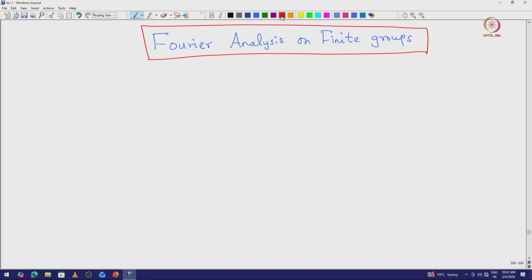The most important thing about Fourier analysis is that, given two absolutely integrable complex valued functions, we define the convolution product. That is an important piece that we will be using even in the finite group Fourier analysis. So, let me just recall that. Let us say we are given two absolutely integrable complex valued functions f and g. So, f and g are functions from R to C.